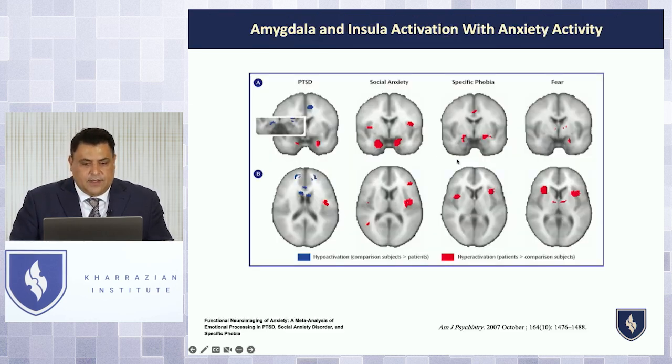And you can see here insular and amygdala activation with anxiety response. Like with PTSD, you can see that their amygdala is activated, but there's a lot of blue, which is hypoactivation, and red is hyperactivation.